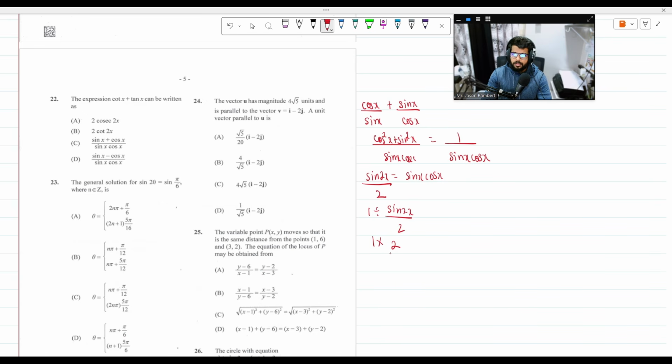So I'll get 1 divided by, instead of sin x cos x, sin 2x over 2. So it's 1 multiplied by 2 over sin 2x. And that's going to be 2 cosec 2x. So the answer for this is A.